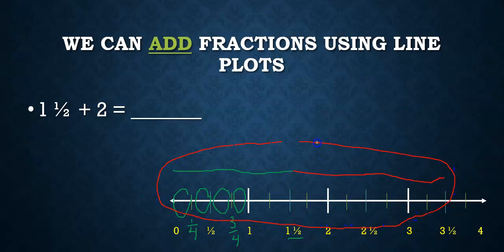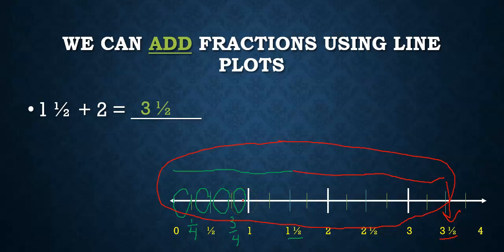So in total my line goes to 3.5. So my answer is 3.5. But if I did not know that 1.5 to 2.5 was 1, or 2.5 to 3.5 was 1, I could count my spaces. We already determined that I need 4 spaces to make one whole.